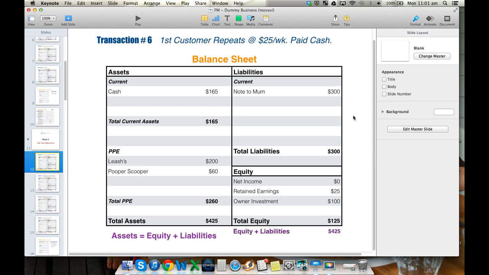So on the screen here is our starting balance sheet of how it ended up at the end of week 1. So now we need to make an adjustment for this transaction number 6. First customer repeats at $25 a week, and they're paying in cash. So now it's your turn to have a go at entering the transaction. Press pause, and we'll come back and you can see how the transaction was actually done.